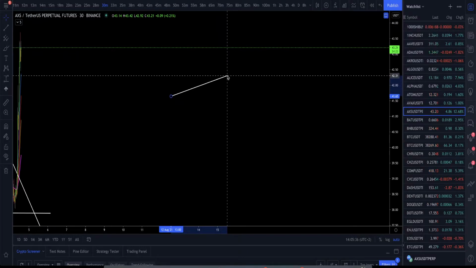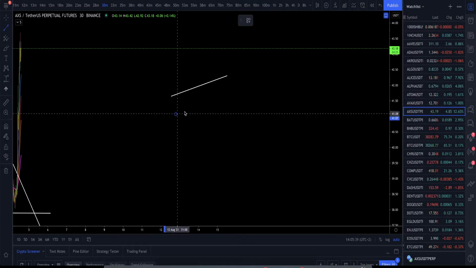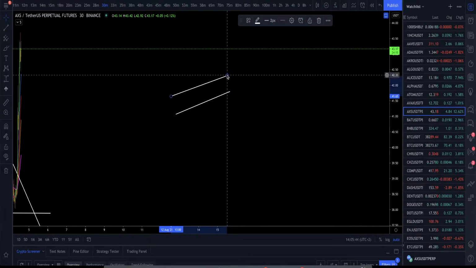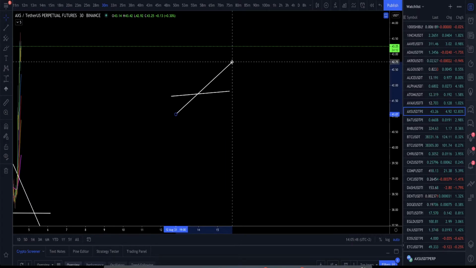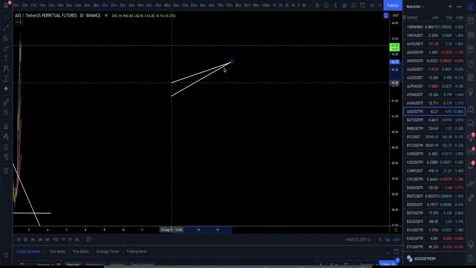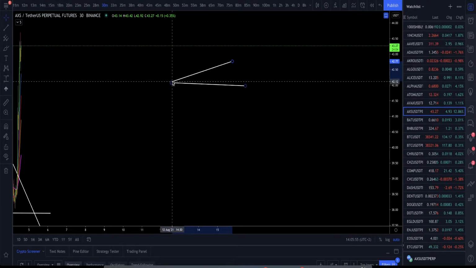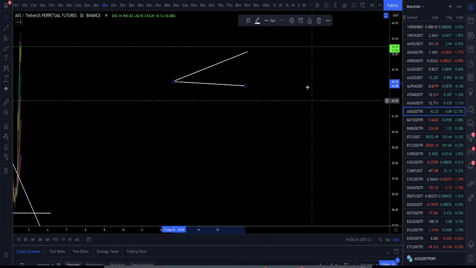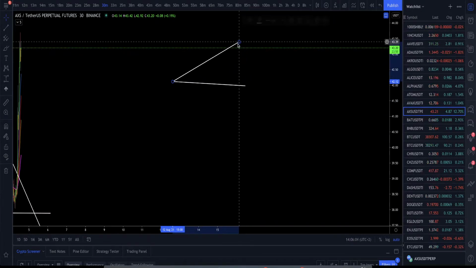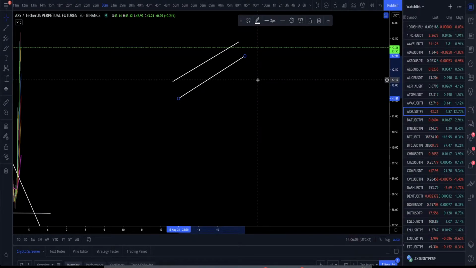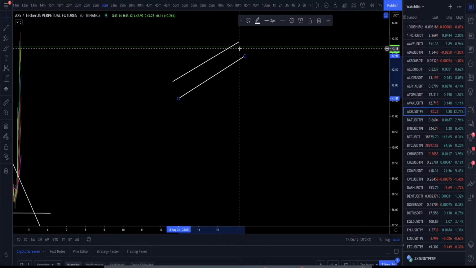Let's say you can use it as a rising channel, you can use it as a triangle, you can use it as a rising wedge, you can use it as a reversed triangle, and you can use it as a bull flag or bear flag, doesn't matter, guys. A trend line is a great support to every other tool.